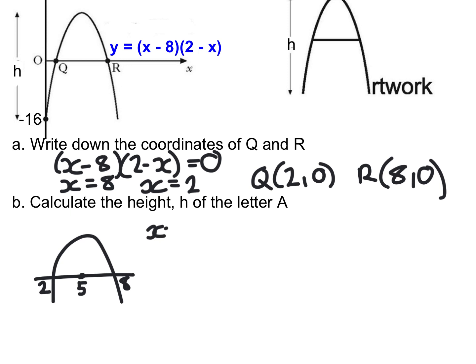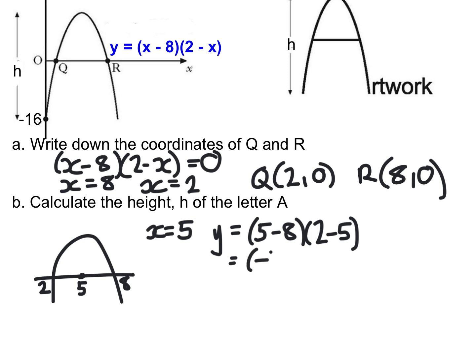So I know the maximum height of this occurs when my x coordinate equals 5. So I'm going to sub in x equals 5 into my equation. That gives me y equals 5 minus 8 in the first bracket and 2 minus 5 in the second bracket. Multiply this out, it gives me minus 3 and minus 3 again, which gives me y equals 9.